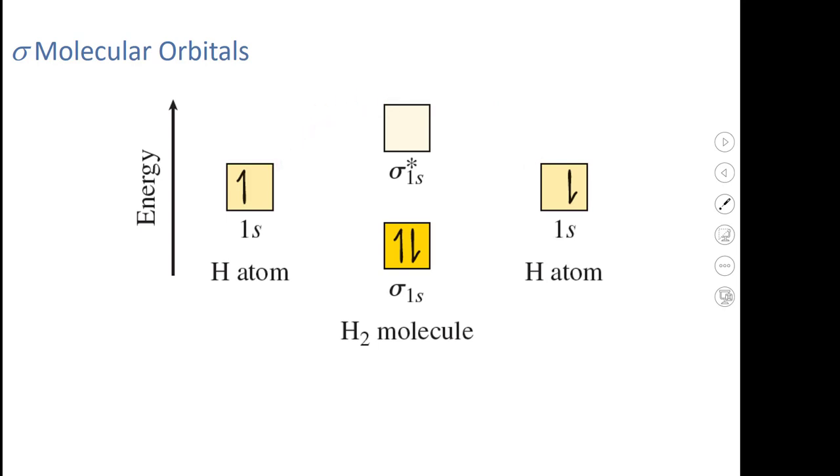So when we're looking at these, now these are going to be drawn for you, but whenever you see a star next to any of these molecular orbitals, that means it is antibonding. That's what that star means, antibonding. Whereas if there is no star, like this one, this is a bonding orbital.